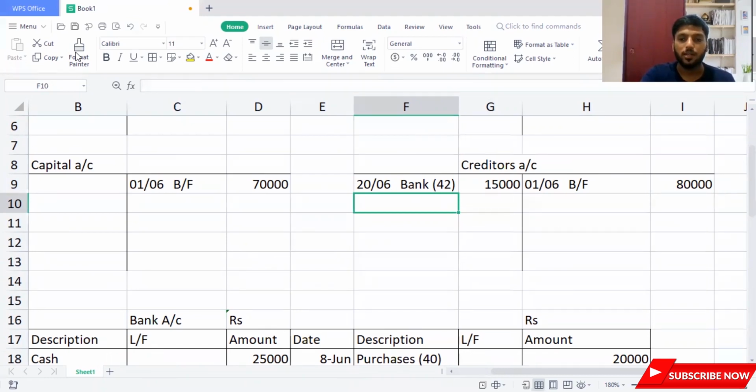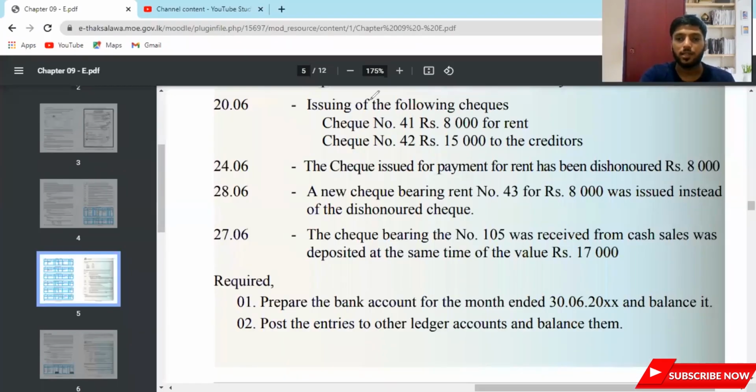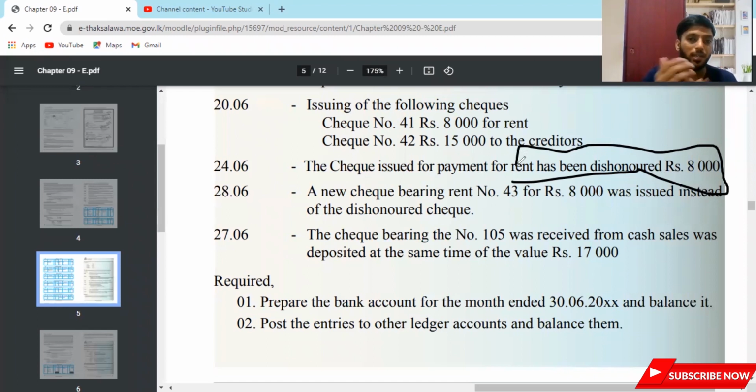It says that a check issued for payment of rent has been dishonored for rupees 8,000. So the money you have actually issued is not being paid. The reason is you sometimes don't have money in your account, then of course the check will get dishonored. So you need to do the same thing vice versa. Rent account was debited, then you issued the check, and bank account was credited. Now you should go vice versa. So bank account will become debit and rent account will become credit.